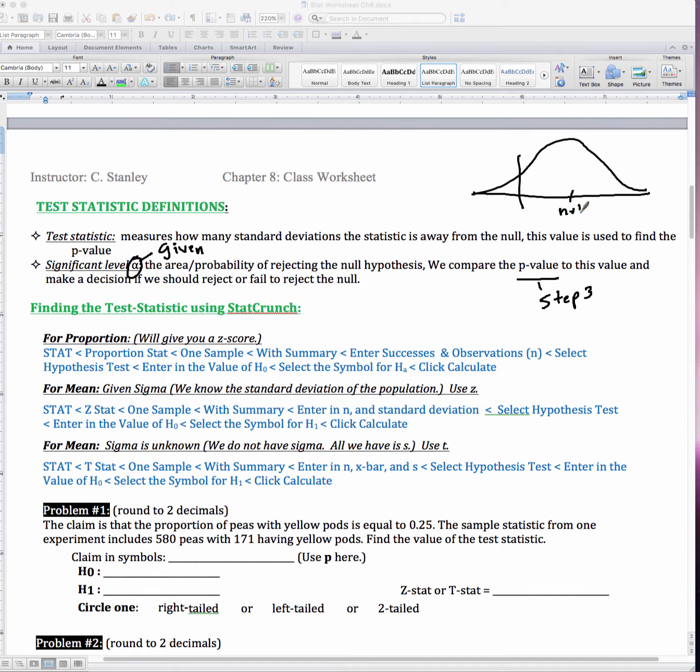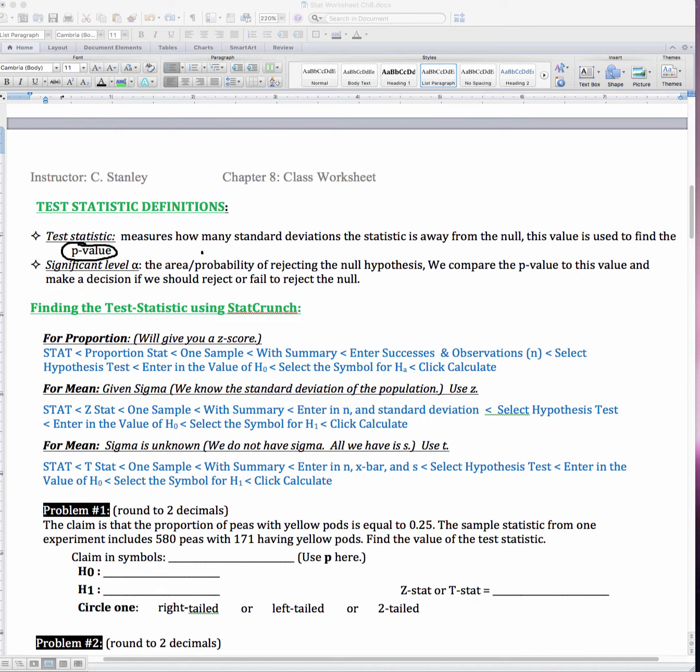So this is your null. And then you take a statistic. Now remember, this null is about the population. So when you take a statistic, if the statistic lands over here, if this is your p hat, this is your p-value. So if this is really small, we could reject this null. And we'll go over those rules later about when you reject the null. Because we compare the p-value to this value and make a decision if we should reject or fail to reject the null hypothesis. So the p-value is our decision maker.